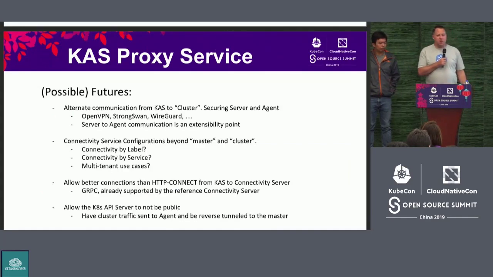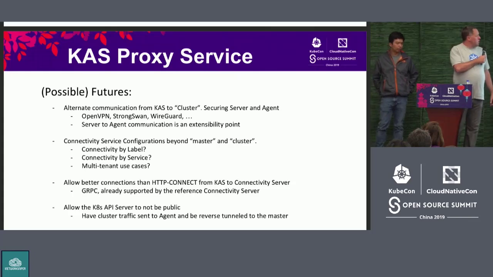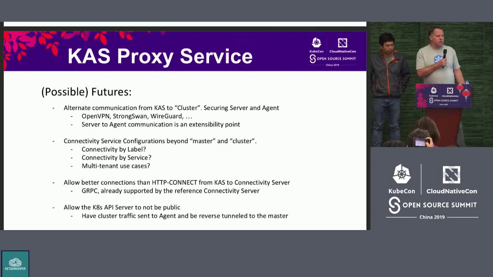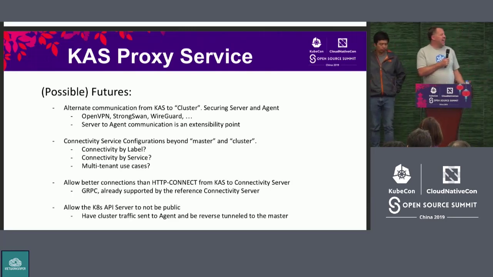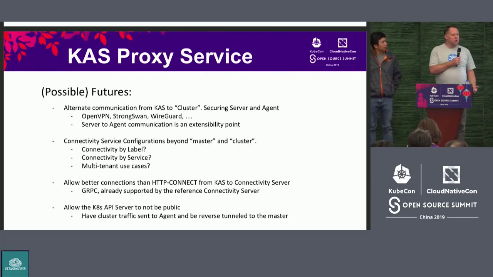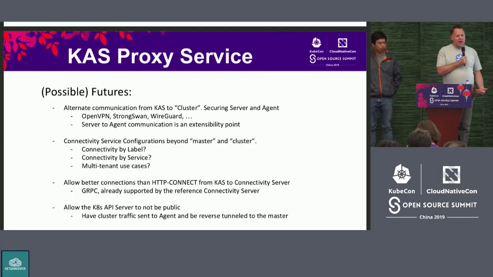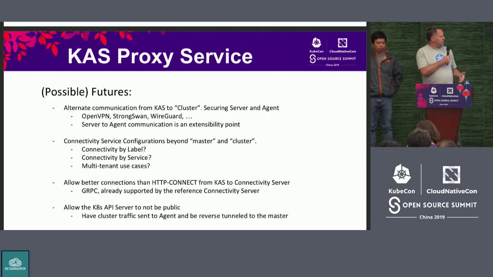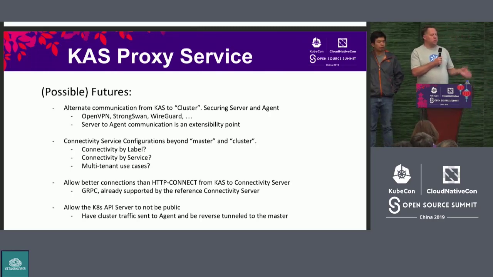All right, so I sort of hinted at possible futures earlier, but there are quite a few possible futures and ways that we can really improve this feature. The alternate communication is an interesting one because this isn't even an in-Kubernetes future. When I talked about extensibility, this is the extensibility future. It's actually relatively easy if you wanted to go in and replace the gRPC that we have between the proxy server and the proxy agent with something like OpenVPN or StrongSwan or WireGuard or whatever mechanism it is that you need to use to talk between your master and your cluster.